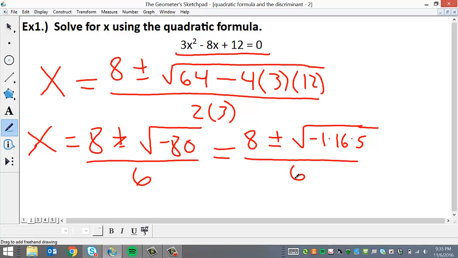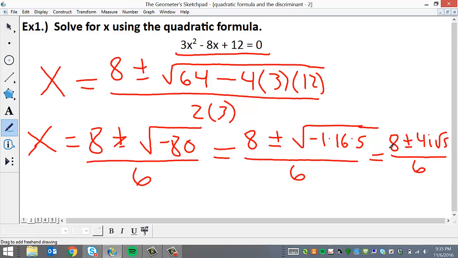Okay? Now the whole purpose of doing that is this 1 is going to slide out of the radical as an I. This 16 slides out of the radical as a 4. So if I put that all together, here's what I've got. I get 8 plus or minus 4i root 5 all over 6. This is much better, okay?